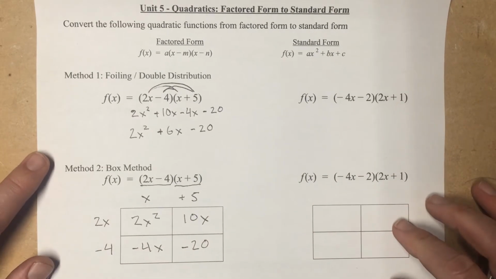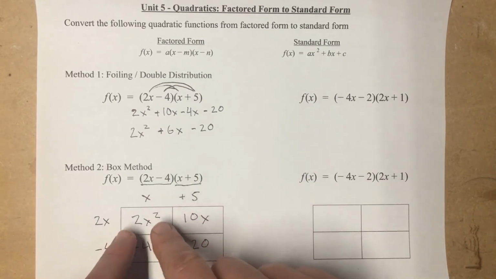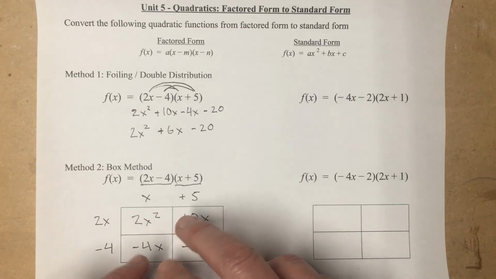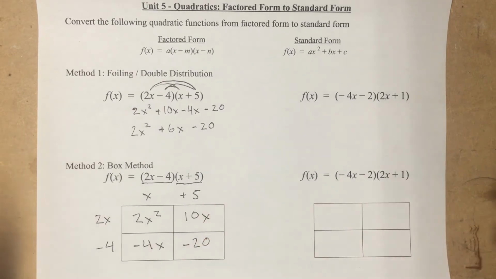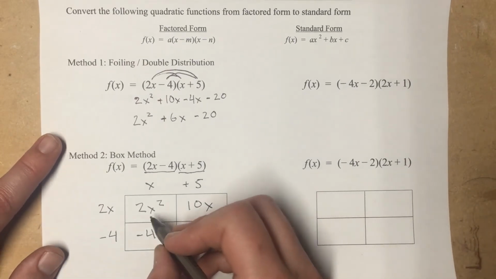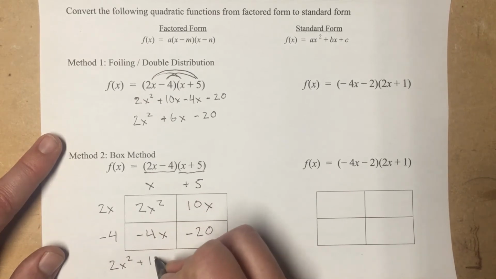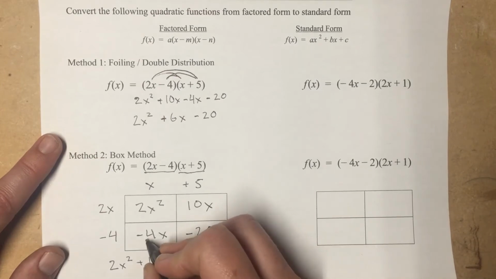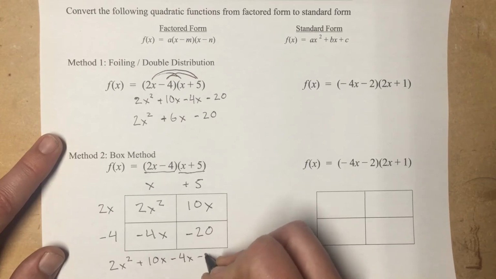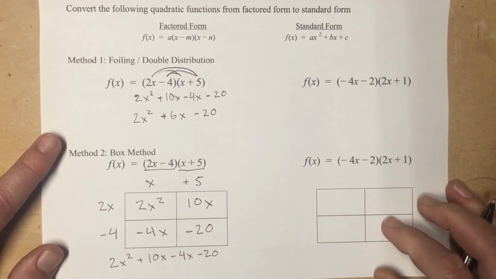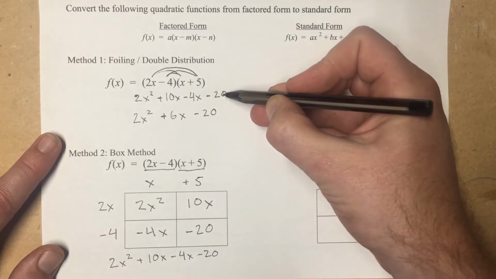Then what we're going to do is add up everything in the box here. So we did our multiplication to get into the box, and now we are going to add up everything that we've made in the box here. So I'm going to just take our 2x squared plus a 10x minus our 4x, and then minus 20. And that might sound very familiar because it's exactly what we landed on up here, right?